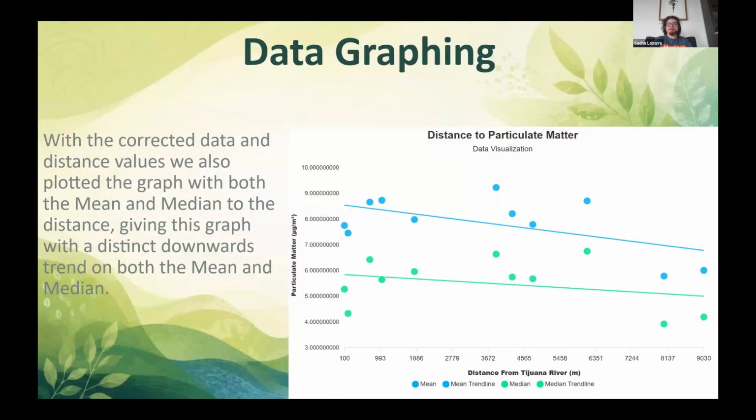Here is the graph that was obtained after the data was plotted. We have the 11 data points for both mean and median, which forms a downward trend for both, but a much stronger one for the mean compared to the median. The closest sensor we had was about 100 meters away, while the farthest one was about 9,000.